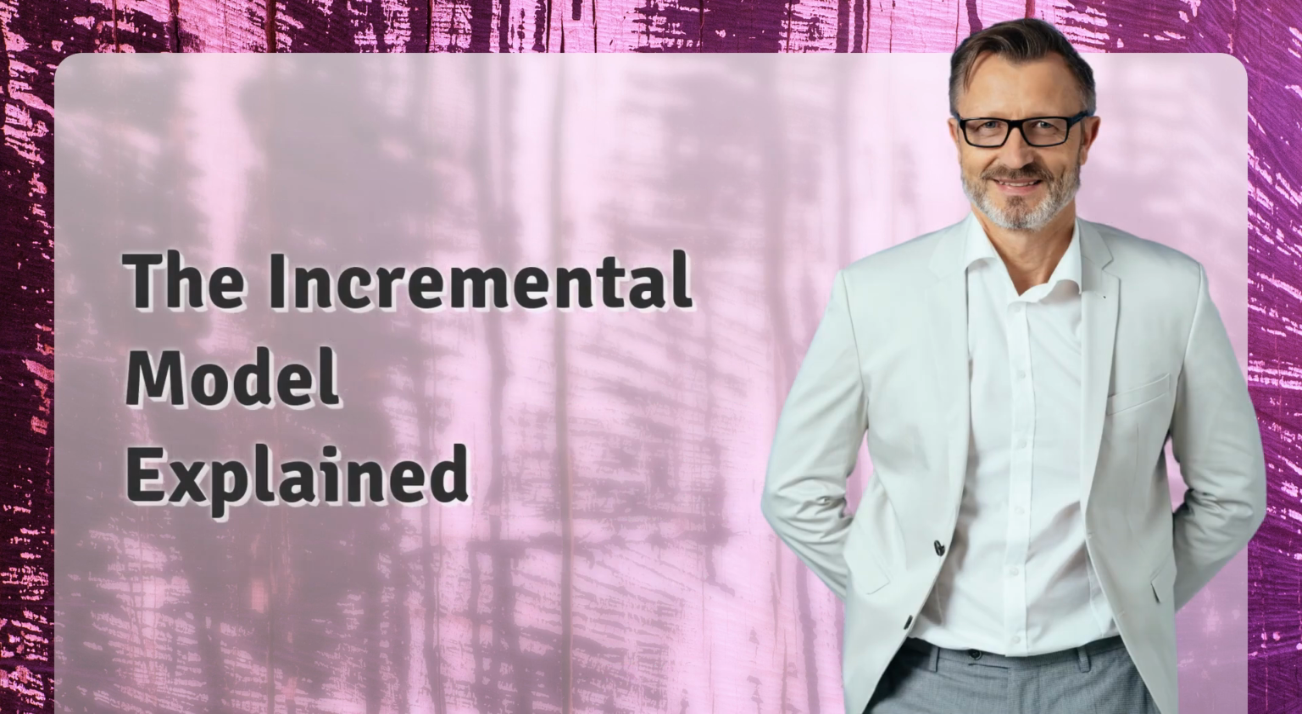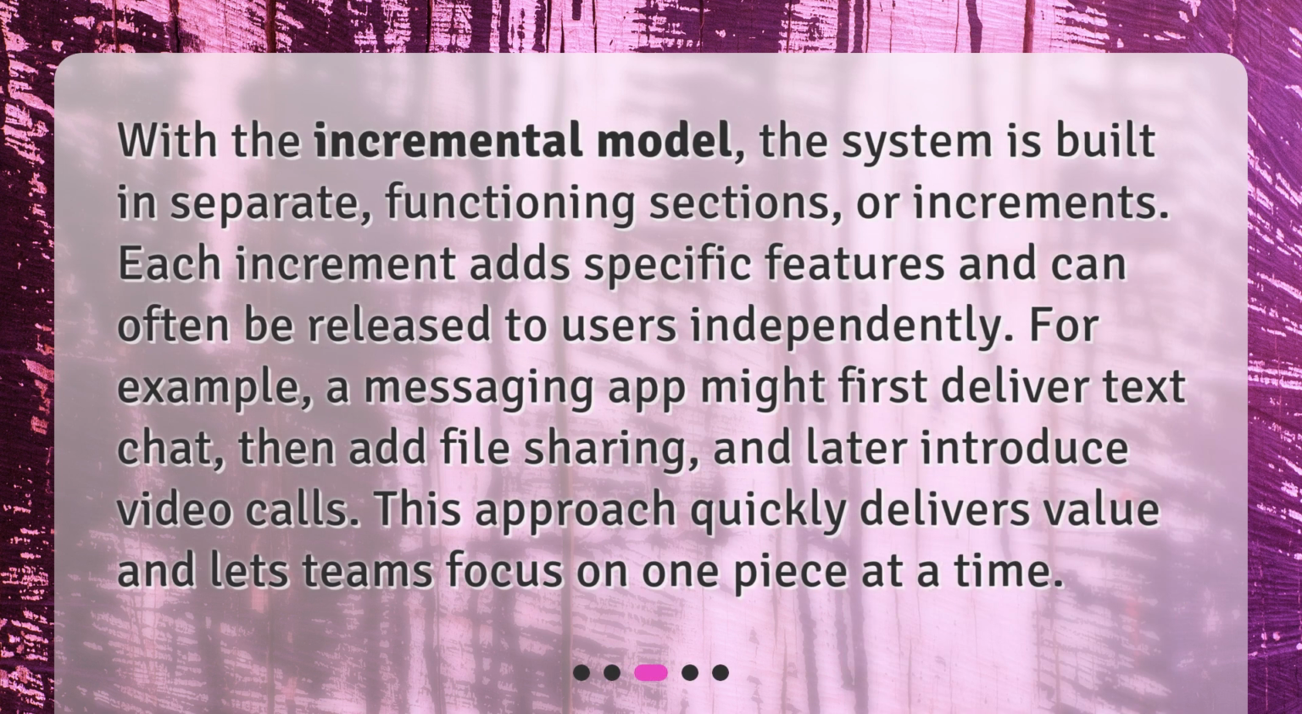The incremental model explained. With the incremental model, the system is built in separate, functioning sections or increments. Each increment adds specific features and can often be released to users independently. For example, a messaging app might first deliver text chat, then add file sharing, and later introduce video calls. This approach quickly delivers value and lets teams focus on one piece at a time.